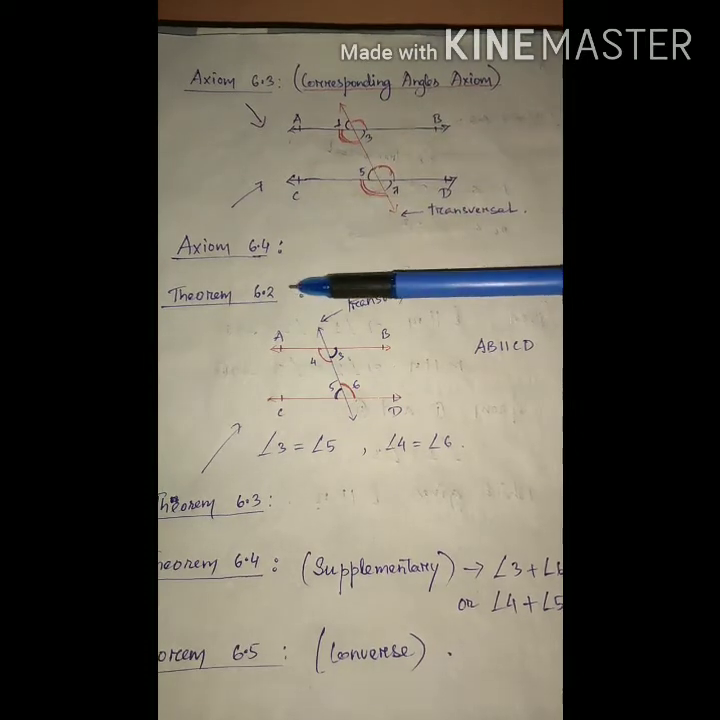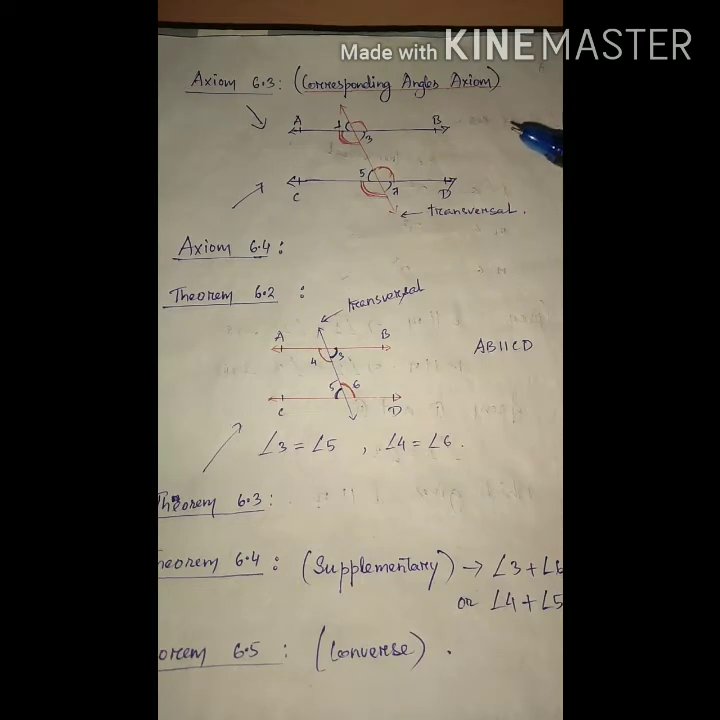Next you see theorem 6.2. In theorem 6.2, again we consider two straight lines and these two straight lines are parallel. So that means AB is parallel to CD, and then we consider a transversal. This line is the transversal here. So according to theorem 6.2, what is the meaning? If two straight lines are parallel and there is a transversal, then their alternate interior angles are always equal.